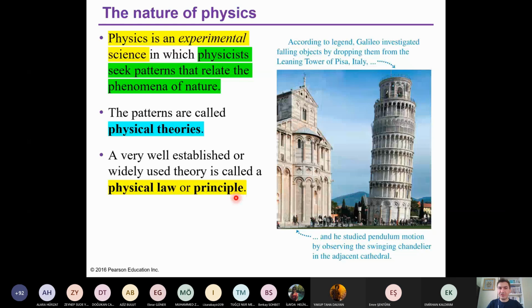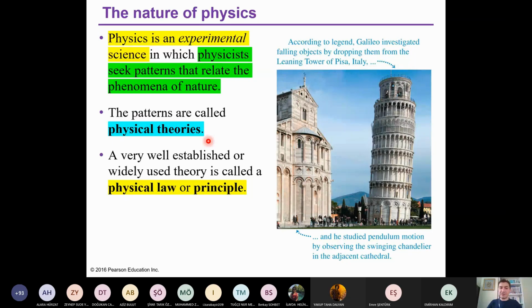Now we will discuss the nature of the physics. So what is physics? Physics is an experimental science. So we do experiments to understand the phenomena of the nature. Then we see patterns that relate to phenomena of nature. So these patterns, what is pattern? You can consider like models, okay, to understand the phenomena of the nature. So these patterns are called physical theories. So you do experiment and then you develop a model, and this model is called as physical theory.